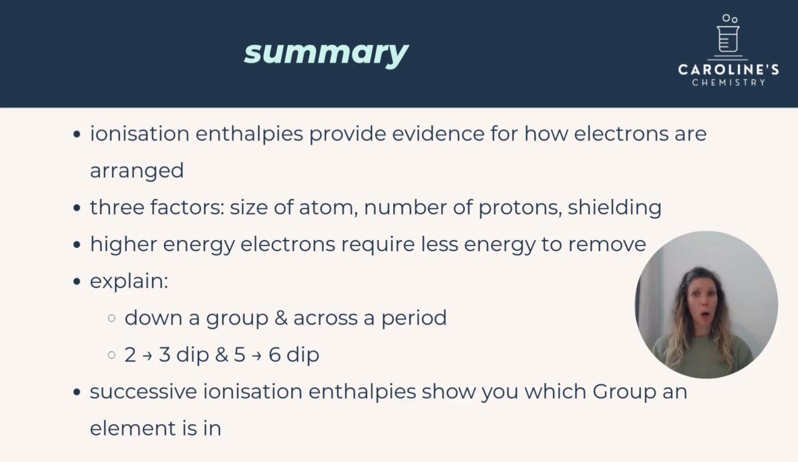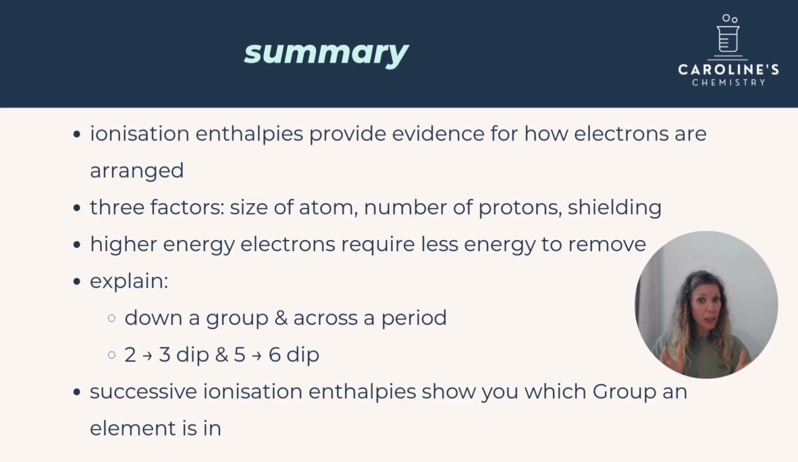So time to sum up. What have we learned in this session together? We've looked at the idea that ionization enthalpies provide evidence for how electrons are arranged. They're arranged in shells. We've looked at that there are 3 factors mainly affecting the ionization enthalpy. Size of atom. The bigger the atom, the greater the ionization enthalpy. The number of protons. The more protons, the more positive charge we have, the stronger attraction between the nucleus and outer shell electron. Again, a bigger ionization enthalpy.